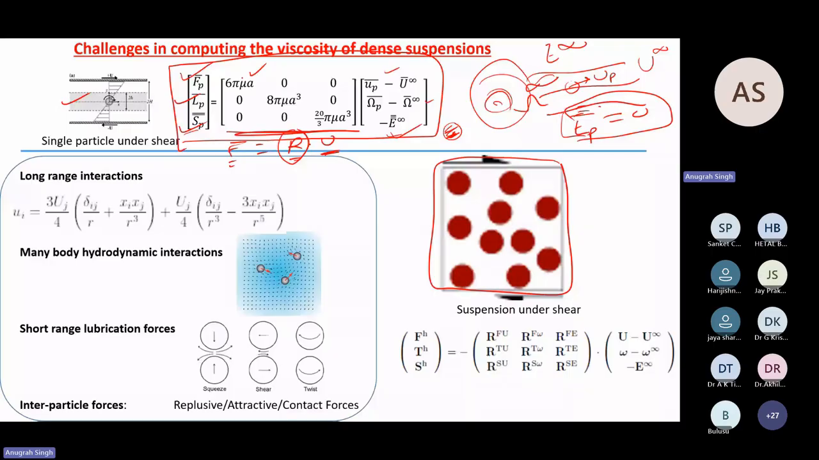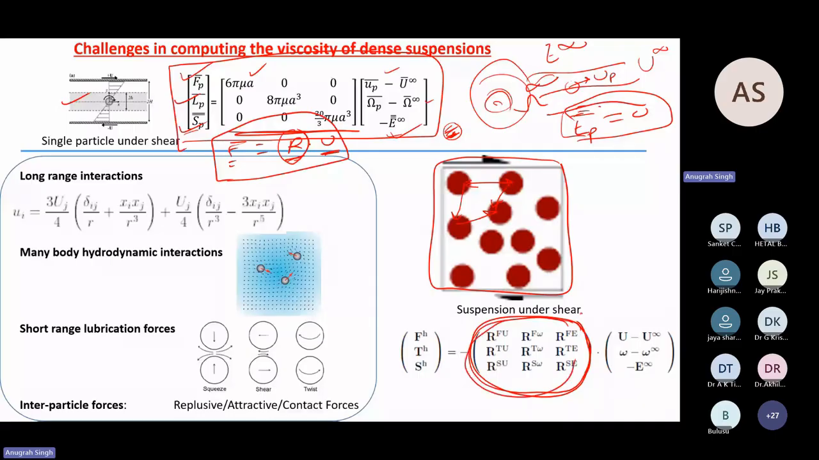But if you have multiple particles in a suspension, then the relative distance between two particles will matter. So this R becomes very complicated. It becomes K, a relative-position-dependent tensor. If you can calculate this for a multi-particle system, the relation still remains the same: the force is linearly proportional to the velocity. The challenge in computing this is that you have long range interaction.